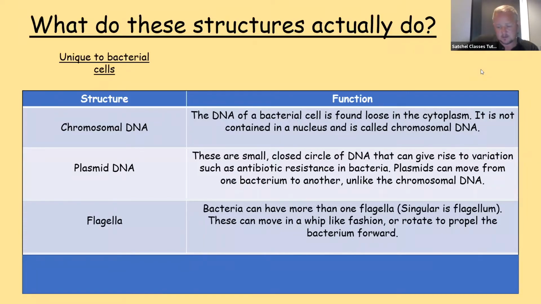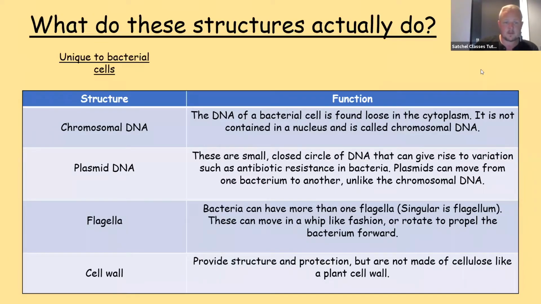Flagella, which is the plural for flagellum. Bacteria have more than one flagella, singular is flagellum. These can move in a whip-like fashion or even rotate a bit like someone spinning a chain in the hand to help propel the bacterial cell forward through whatever medium it's in. And then finally, the cell wall. This helps provide structure and protection, but they're not made of cellulose like a plant cell wall. In bacteria, they're made of different materials.